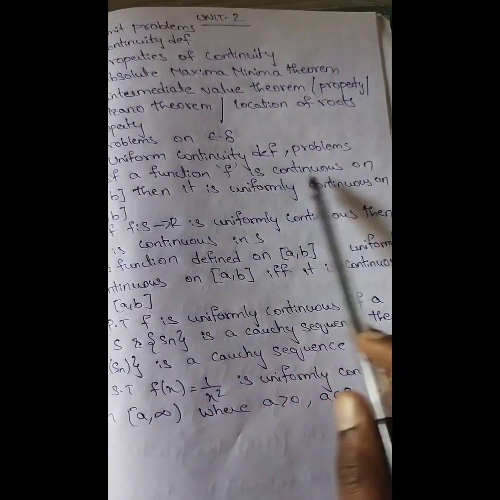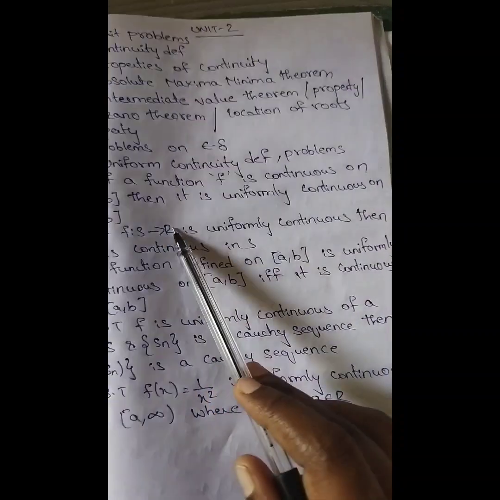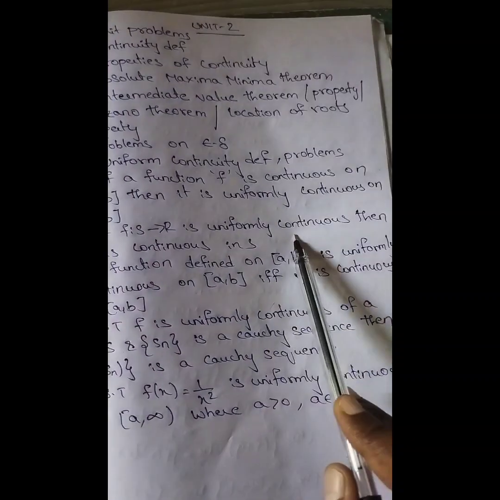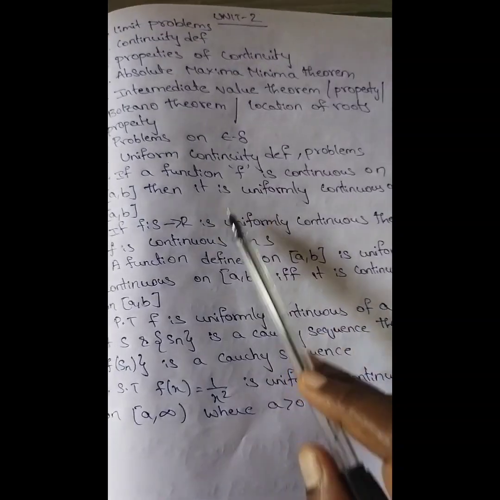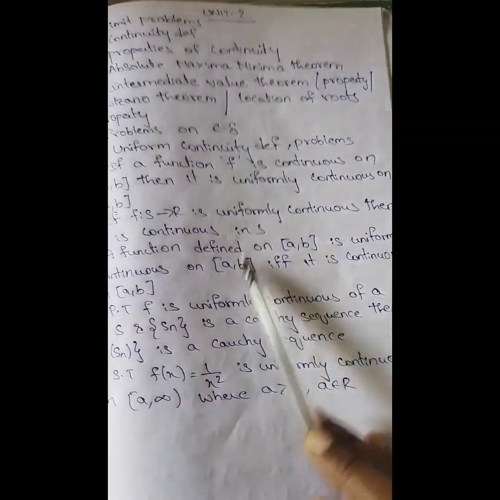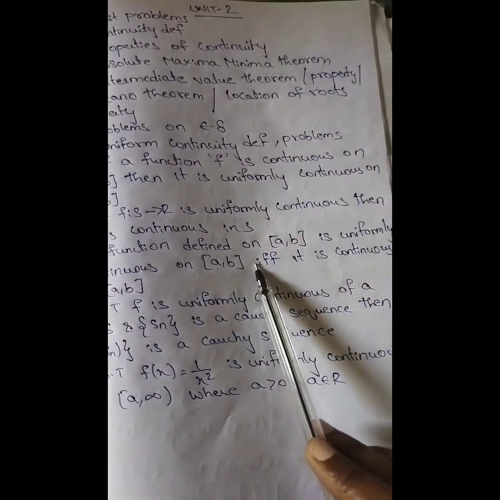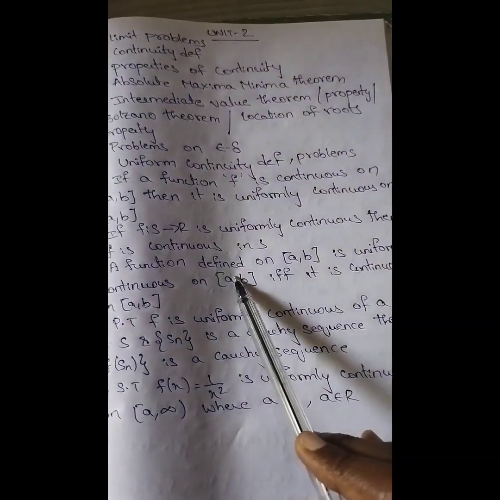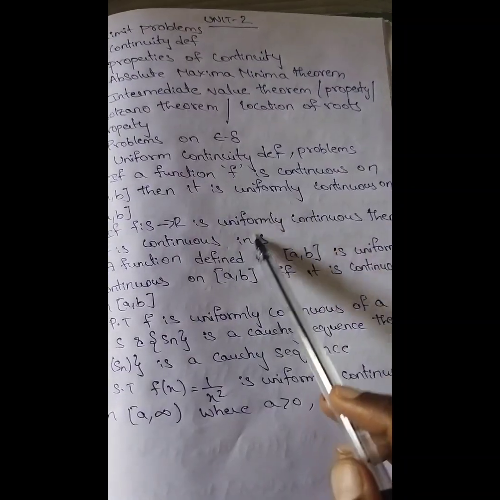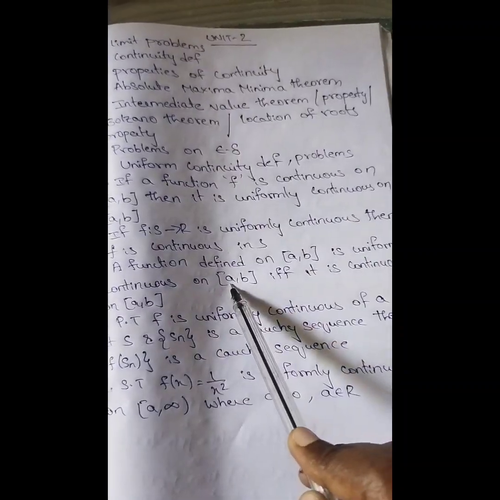8th one you are having that if f is continuous on the interval a comma b, then it is uniformly continuous on a comma b. Otherwise, if it is uniformly continuous, then prove that f is continuous. So these theorems you can expect for long answers. And 10th one is a combination of 8th and 9th theorem. That is, if it is uniformly continuous, then we have to prove it is continuous. If it is continuous, then we have to prove that it is uniformly continuous. So this 8th and 9th theorem combination is the 10th one. Case 1 and case 2 you have to write. So this is also very important.